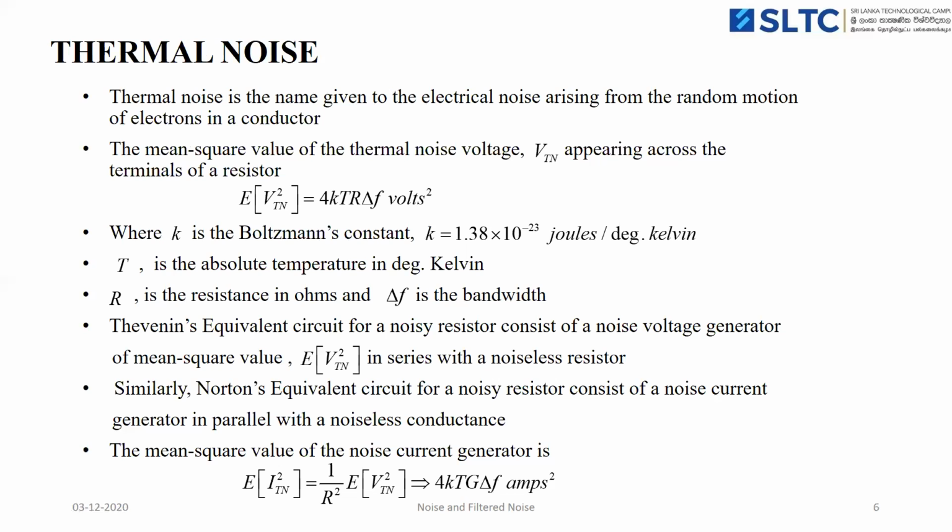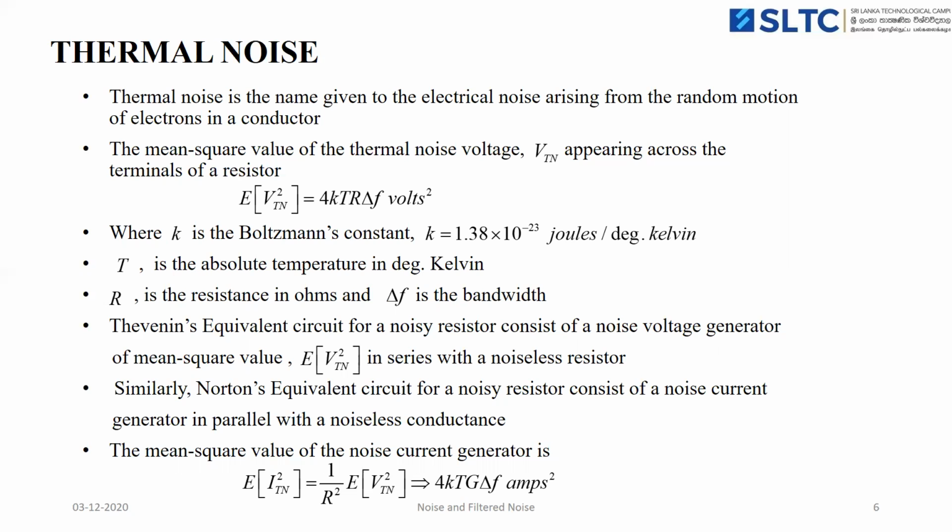So we can measure the parameters of the thermal noise. The first parameter is the mean square value of the thermal noise voltage, denoted by VTN, which is measured across the resistor. For example, you can take a conductor such as a resistor, an electronic device. In that resistor, random motion of electrons occurs whenever current passes through it. So we can measure the mean square value of the thermal noise voltage.